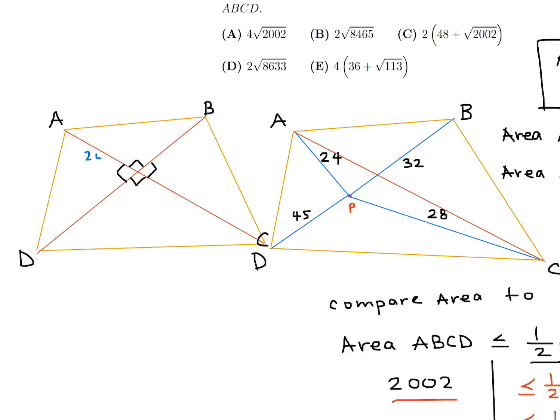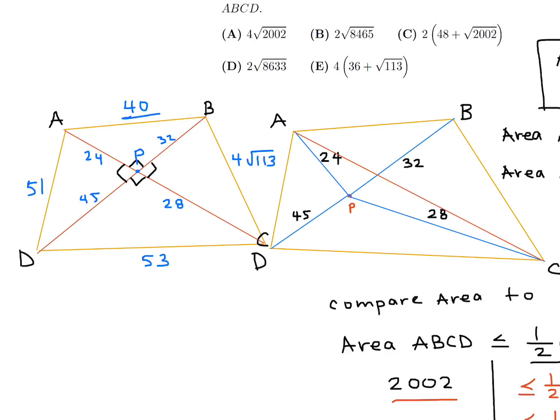We've got these values, 24, 28, 32, and 45, right? Because this is P right there. That's P. And since these are all right angles, we can use the Pythagorean theorem to solve for the sides of the quadrilateral. So if you do that, this becomes 40. This becomes 4 root 113. This becomes 53. And this becomes 51.